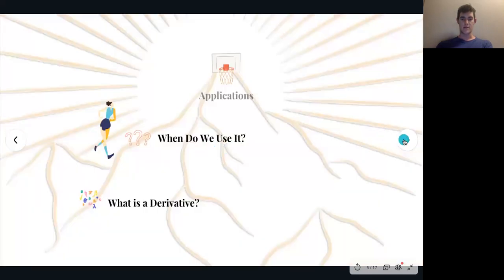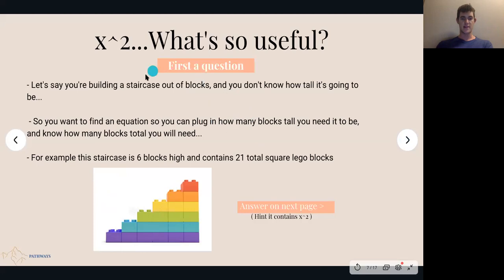All right, so before we do any applications or practice, let's do a little logic puzzle here. So let's say you're building a staircase out of blocks, and you don't know how tall it's going to be. So you want to find an equation so you can plug in how many blocks tall you need to be, and the equation will tell you how many total blocks, how many total Legos you need to gather to build your staircase. And the answer is going to contain an x squared, believe it or not. And another hint is to try and calculate the area of the staircase. So if you want to pause and try and come up with an equation, you can do that now. And the answer is in 3, 2, 1.